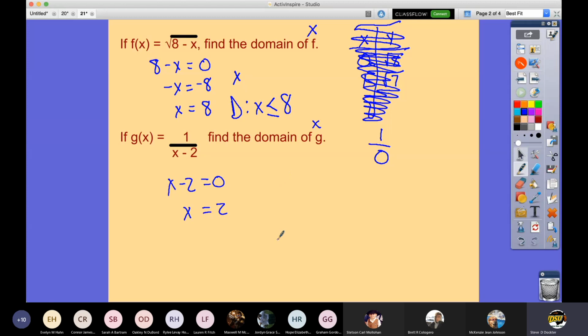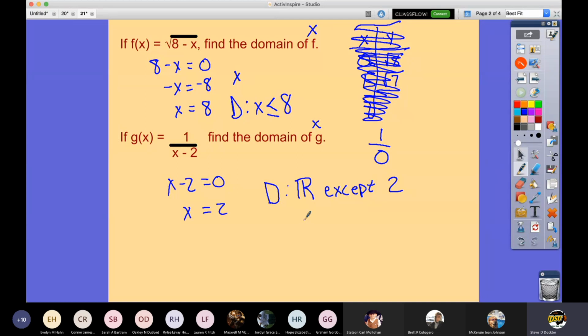What this tells us is x cannot equal 2. Because if we put a 2 in here, we would get this 0 on the bottom, and we don't want that. But for this one, we can use any other number here. So the domain for this, we would say, is all real numbers except 2. Now that's one way to write it.